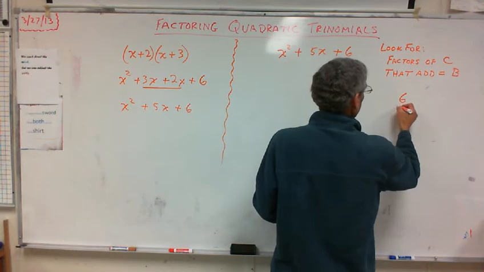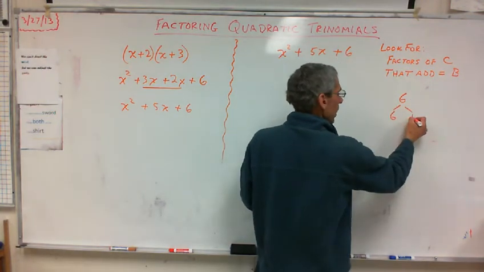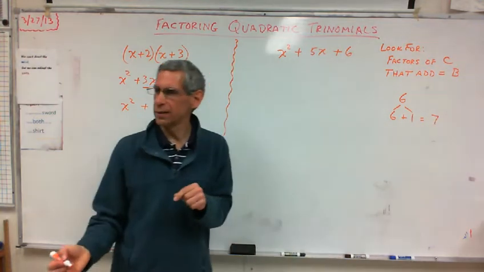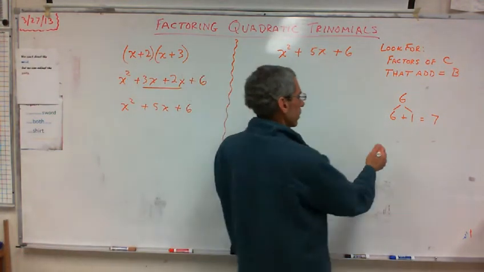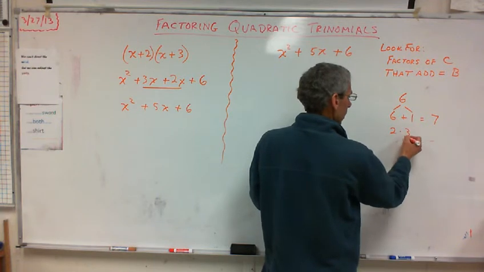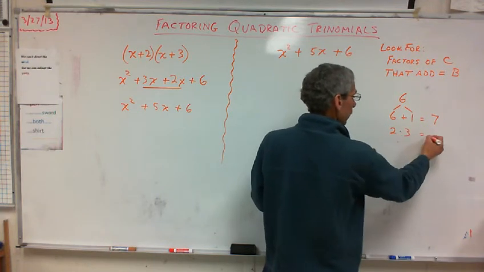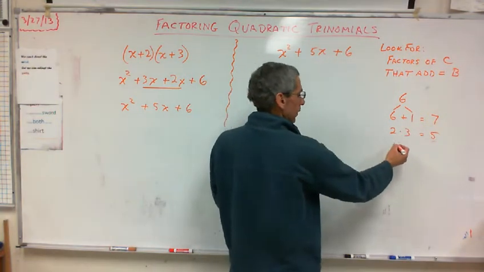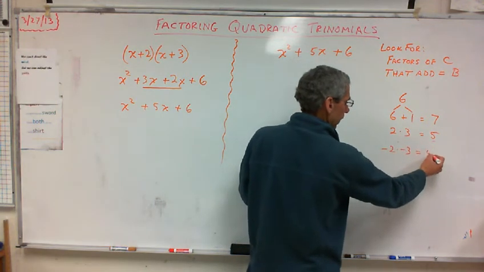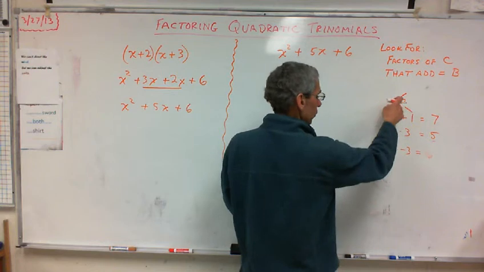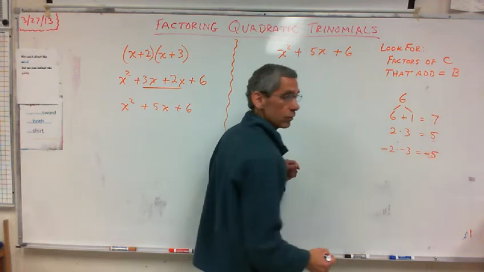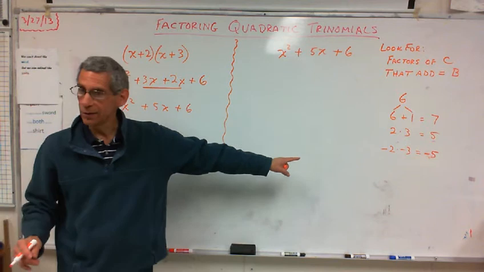Factors of 6. There's 6 times 1. All right, what is 6 plus 1? 7. Oh, that's not it, right? All right, so let's try another one. Let's see. 2 times 3 is 6. 2 plus 3 is 5. Whoa. Oh, but wait, what about this, though? Negative 2 times negative 3 is equal to 6 as well. But that adds up to negative 5. That's interesting. Keep that in mind, because we'll be getting there soon.